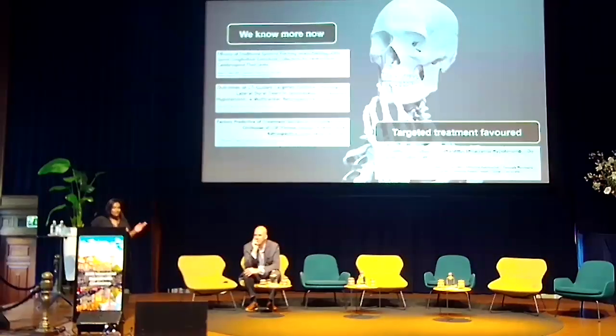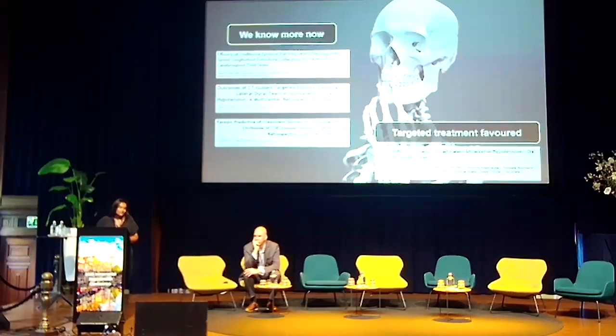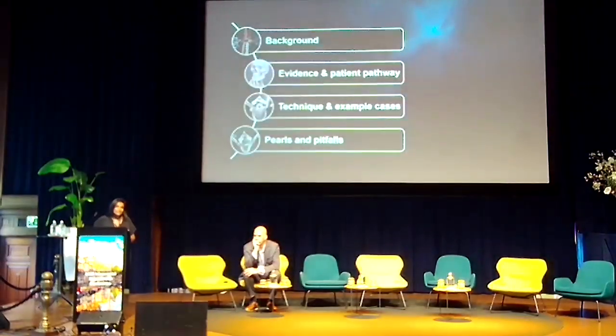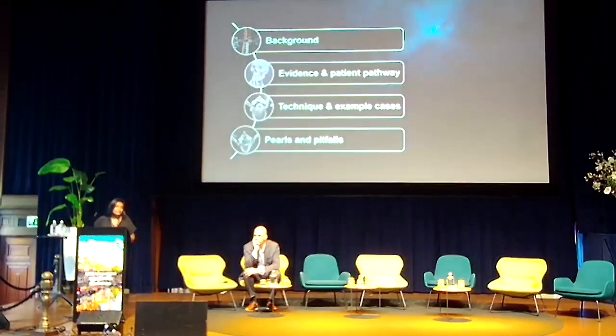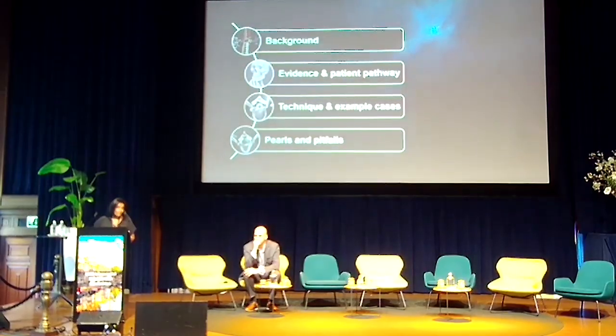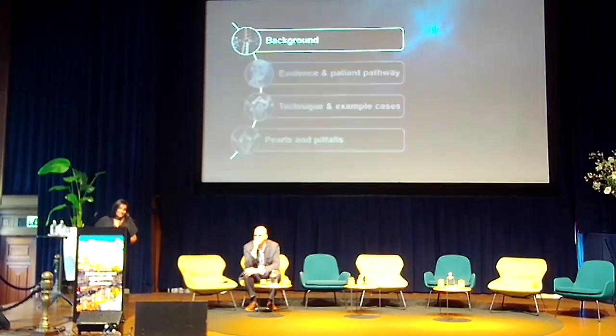And also, we know from this great paper from ICA that targeted treatment is favored. So many of you who are already in leak centers, you're already doing this for targeted treatment. So this is what I'm going to cover today. I'm going to talk about the background to fibrin glue use. We're going to look at what is the actual evidence for the different leak types and the patient selection appropriately. We're going to look at how I do my technique and some example cases. And then I'm going to finish up with some pearls, pitfalls, maybe some mistakes of mine.